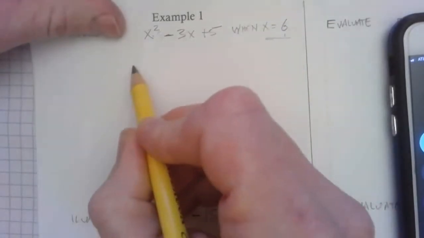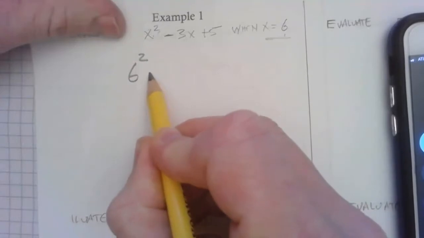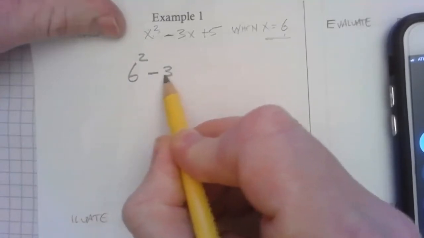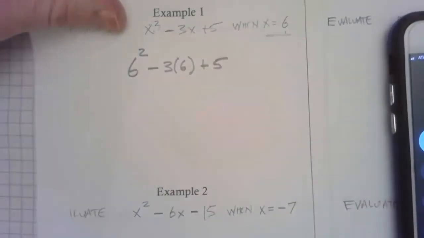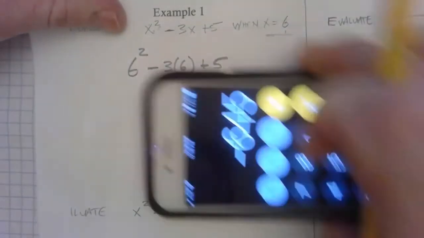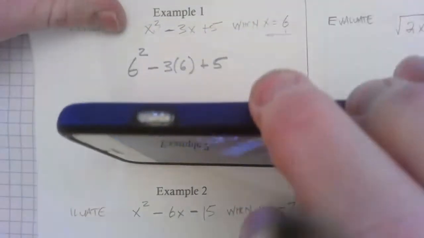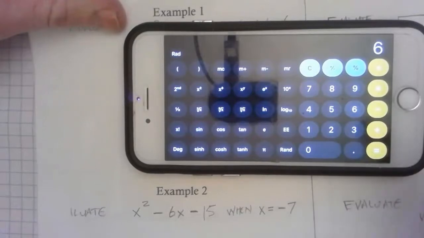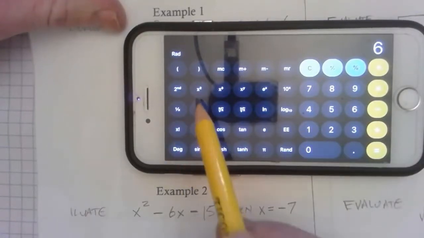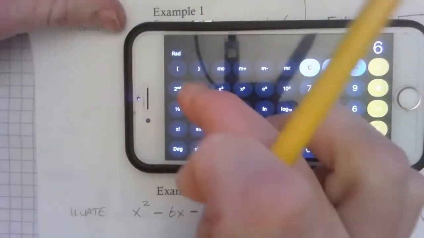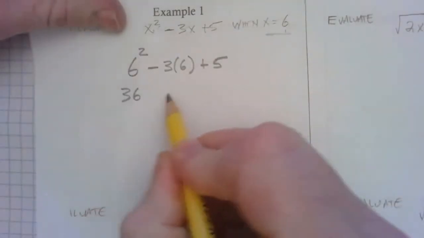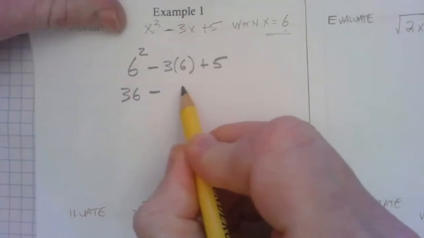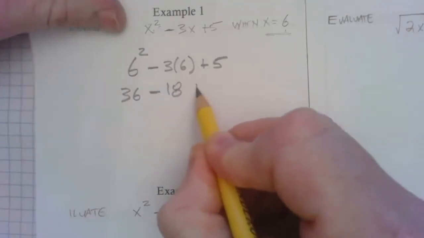So instead of x squared, it's going to be 6 squared minus 3 times 6 plus 5. Now, 6 squared, it's just 6 times 6. And if you're not sure, you can always just do 6 and then hit the square button on your calculator, which is this one. Boom. So it's 36. So I have 36 minus 3 times 6 is 18 plus 5.